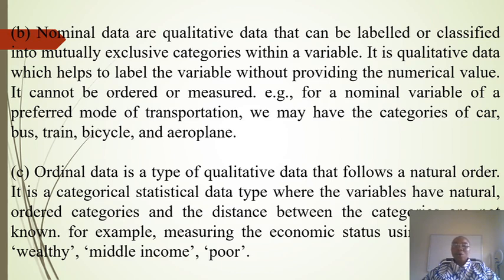etc. Ordinal data. That's another category under the qualitative data. Ordinal data is a type of qualitative data that follows a natural order. It is a categorical statistical data type where the variable has naturally ordered categories and the distance between the categories is not known. For example, when we measure the economic status of a country, some will be wealthy, some will be middle income earners, some will be poor, etc.